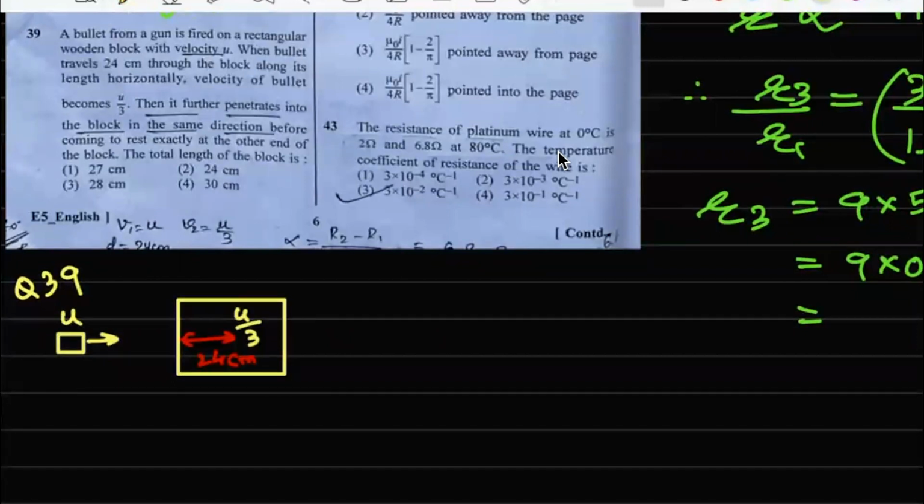Okay, so then it further penetrates into the block in the same direction before coming to rest exactly at the other end of the block. Wow. So it stops here. So this is 24. How much is this? So what they are asking us is the total length of the block. What is the total length of the block?